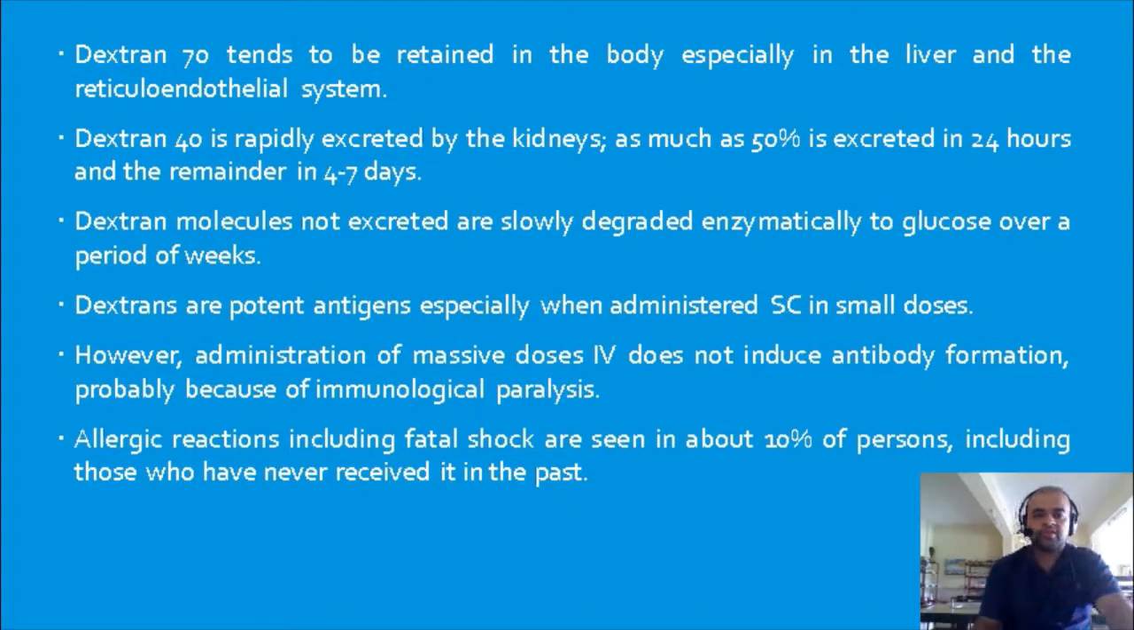Dextran 70 tends to be retained in the body, especially in the liver and the reticuloendothelial system. Dextran 40 is rapidly excreted by the kidneys. As much as 50% is excreted in 24 hours and the remaining in 4 to 7 days.